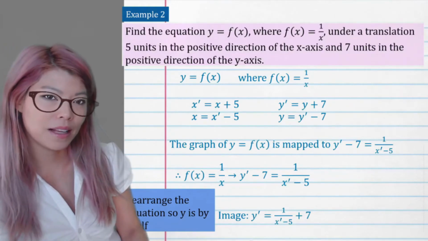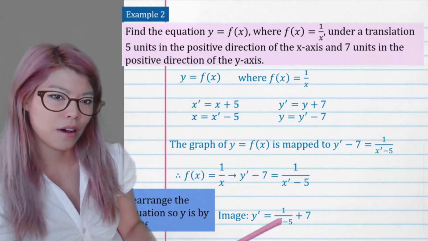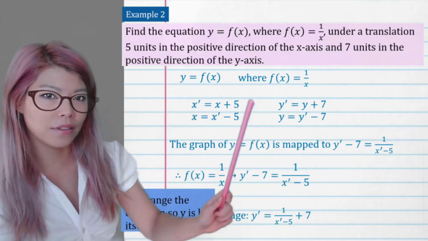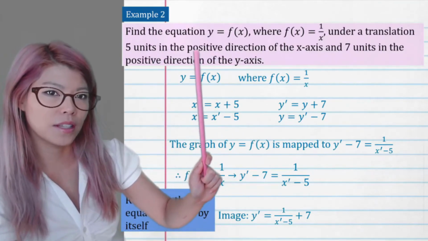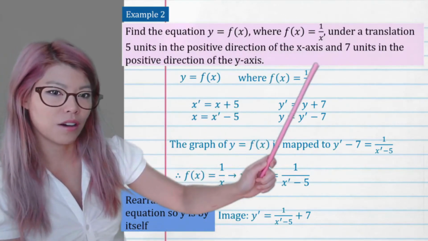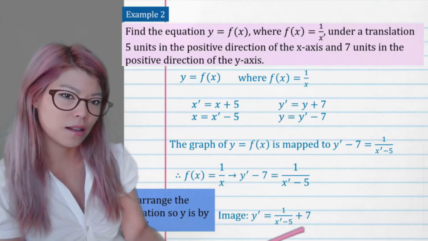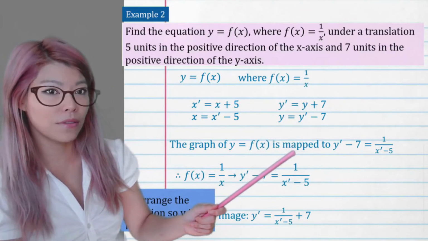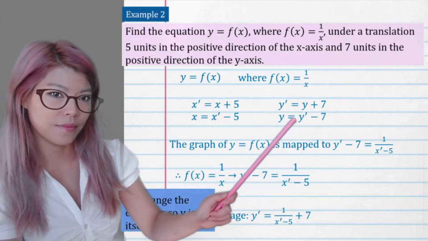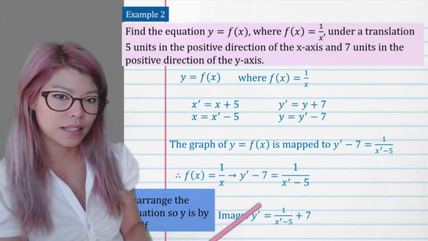And again, it makes sense. Remember when we said minus 5 is moving to the right by 5? See, the question is saying 5 units in the positive direction of the x-axis. And then we said plus 7 means up 7 previously. And again, see, plus 7 means up 7.